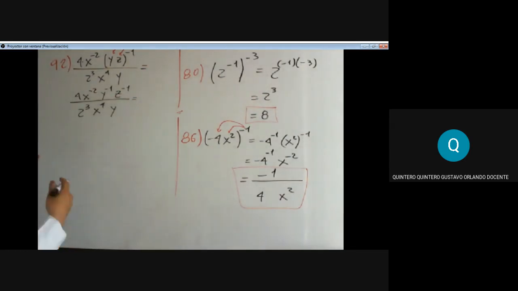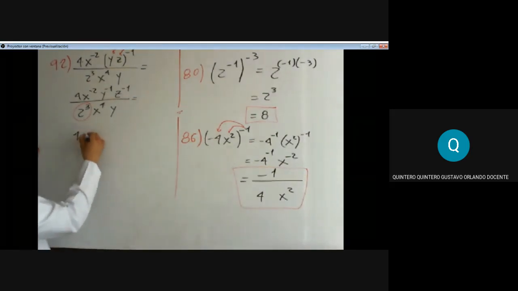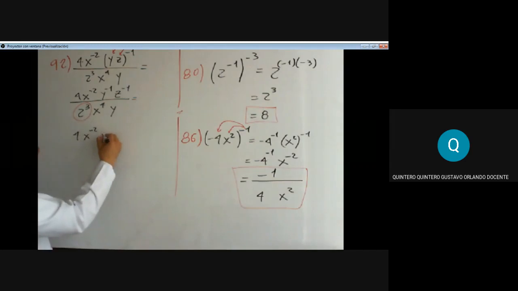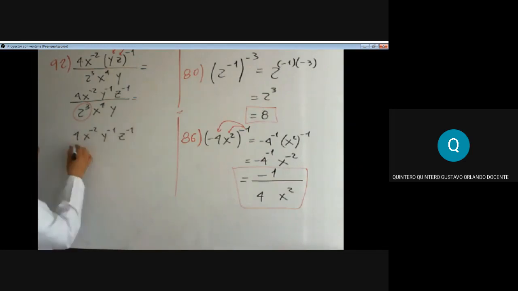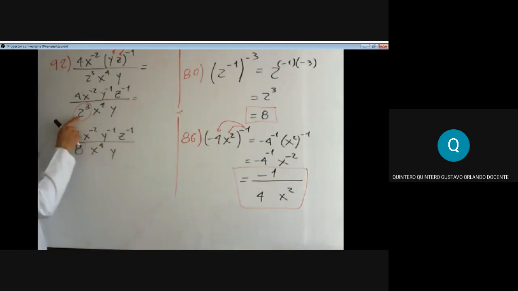Okay, from here, now we can think on the next step. And I'm seeing 2 to the 3 over here. That 2 to the 3 can be solved. 2 to the power of 3, that is an 8. So we can do that right now. This will be 4 x to the -2, y to the -1, z to the -1, all of that over 8 x to the power of 4, and y. Did you see? I just leave everything the same, and the only step that I wanted to do was the only thing that changed.